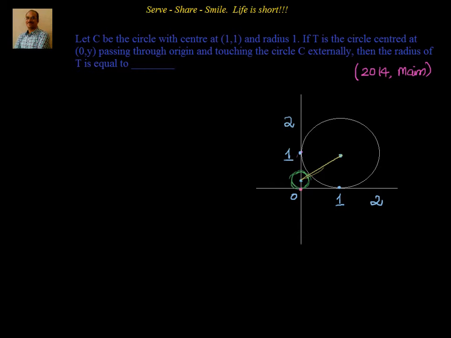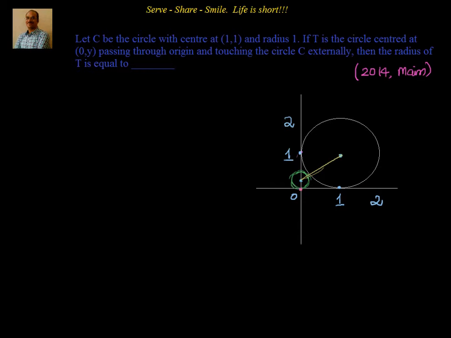Let's look at this problem related to circles, which was asked in 2014. Let C be the circle with center at (1, 1) and radius 1. If T is the circle centered at (0, y), passing through the origin, that is (0, 0), and touching the circle C externally, then the radius of T is equal to how much?